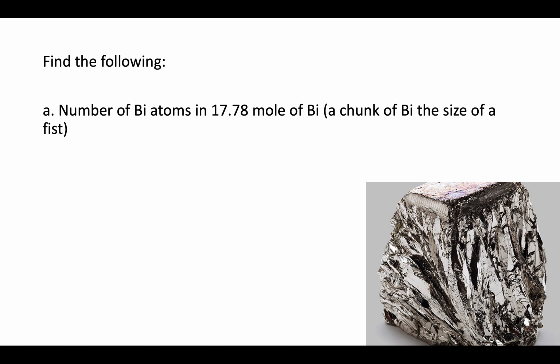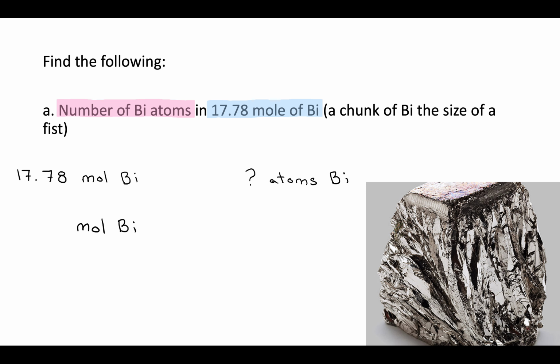A question might say something like, find the number of bismuth atoms in 17.78 moles of bismuth. So that's about a chunk of bismuth the size of a fist. These are conversion problems, and in all conversion problems you want to recognize first what units they are asking for, and in this case it's the number of bismuth atoms. And second, what number are they giving you? In this case that's 17.78 moles of bismuth. To do the conversion, you need a conversion factor that relates those two units. How do moles of bismuth relate to atoms of bismuth?